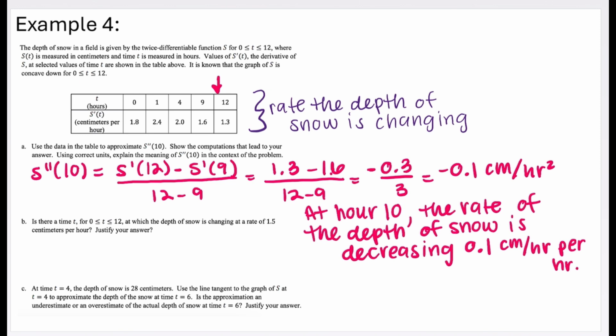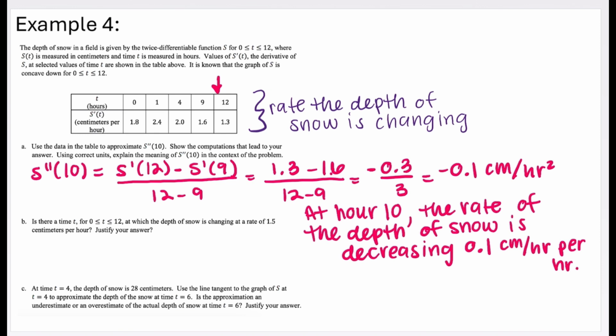So, B, is there a time t, for 0 less than or equal to t less than or equal to 12, at which the depth of snow is changing at a rate of 1.5 centimeters per hour? Justify your answer.